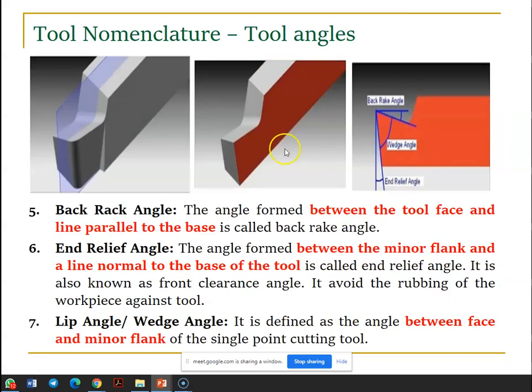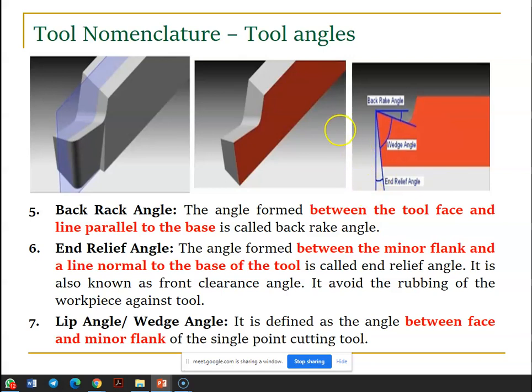Right, this may be confusing, but remember. The next one is the side plane view. Here we are going to see three angles: one is the back rake angle, another is the end relief angle, and another is the lip angle or wedge angle. The back rake angle is the angle formed between the tool face and the line parallel to the base. So this is the base, right? The line parallel to the base gives the back rake angle.